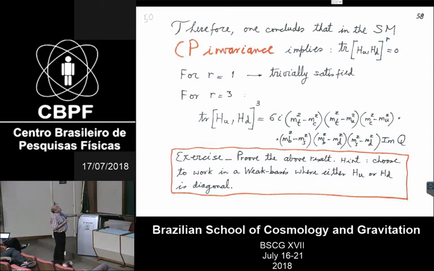Let us now be more ambitious and make contact with the physical quantities. For r equal to 1 it is satisfied; for r equal to 3, you get that. And if you calculate this in the standard model, you may say, but I've not talked about generations. I've never talked about generations here, right?